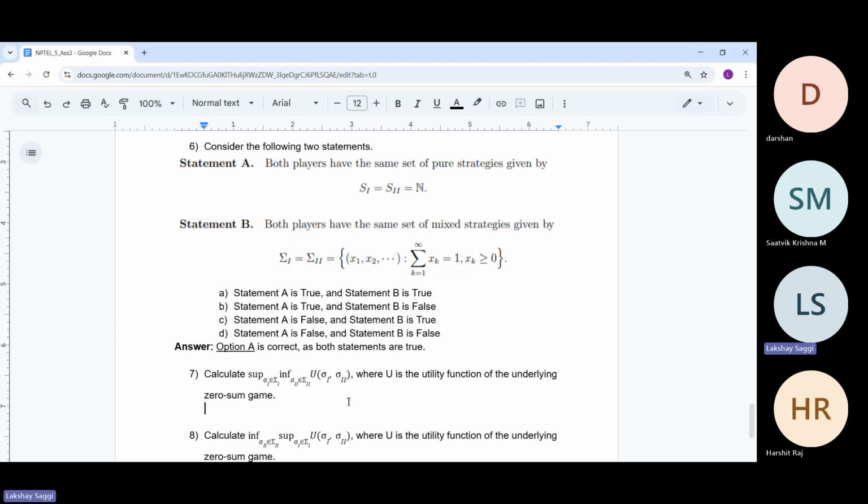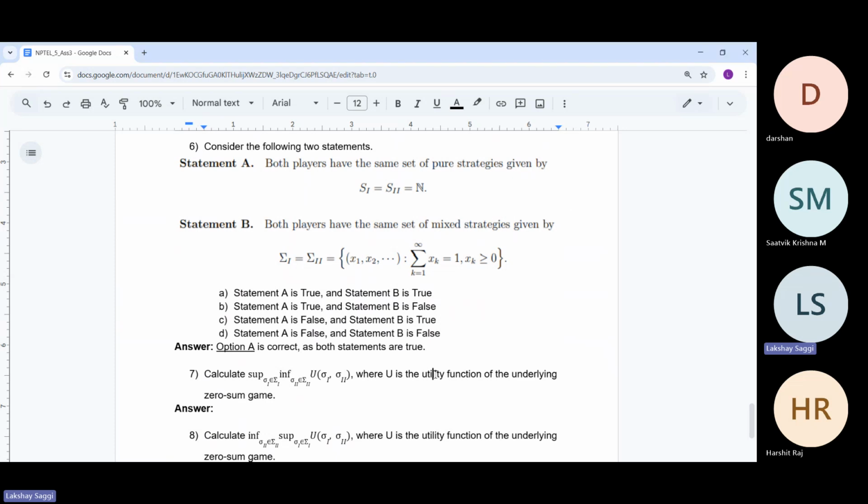And now we come to the more interesting question. What we have to find out in the seventh question is the supremum over all the possible strategies sigma 1, so over all the mixed strategies of player 1. And here I take the infimum over all the mixed strategies of player 2. And u of sigma 1 comma sigma 2 is just the utility function of the underlying zero sum game. So what was the utility function?